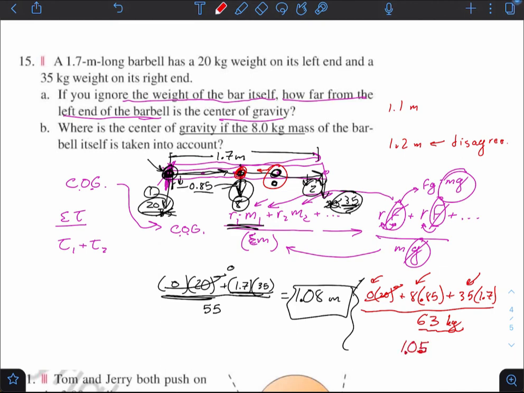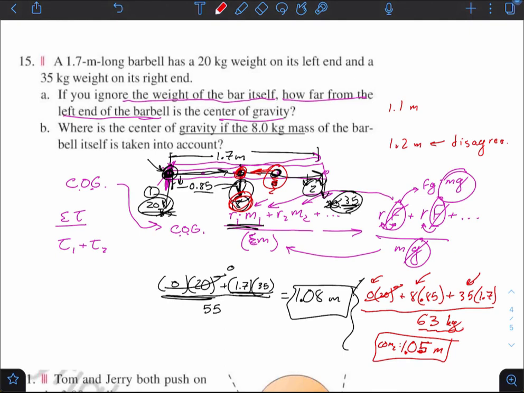So 35 times 1.7 divided by the total mass of 63 is 1.05. Which makes sense because we did want to bring the center of mass to the left because we've added mass to the left of where our previous center of mass is. So 1.05 meters is our new center of mass, which I'm going to call COM2.